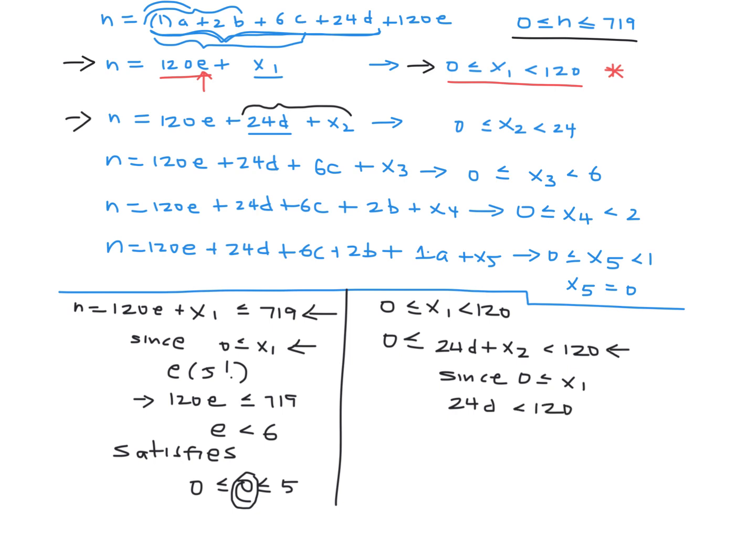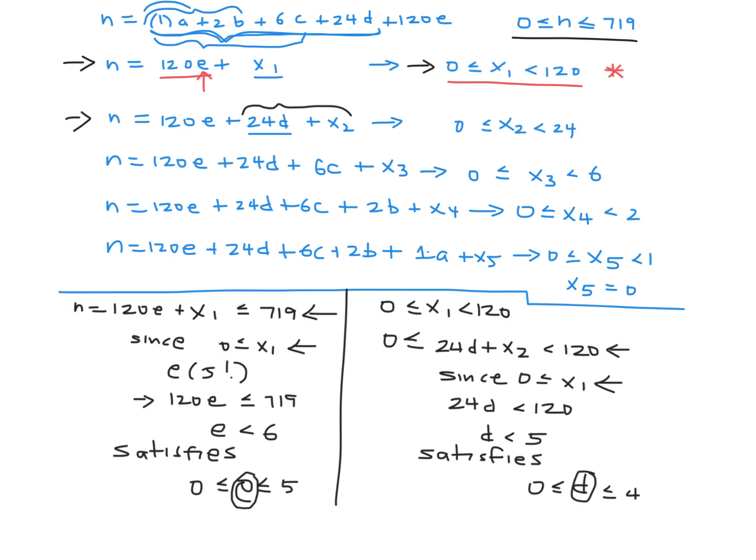I'm combining this with this. And therefore, if you divide through by 24, you get d is less than 5. And that satisfies the inequality, or the parameter, whatever you want to call it, that d is between 4 and 0 inclusive. So that takes care of d.